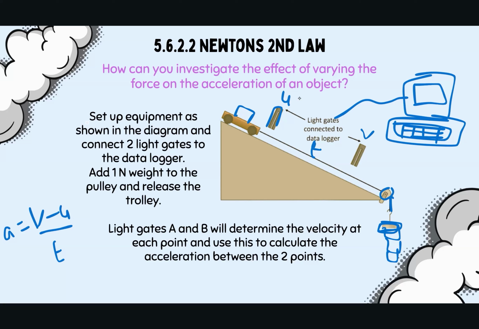So it says here, set up the equipment as shown in the diagram, connect the two light gates to a data logger, add 1 Newton of weight to the pulley. That is the pulley. And release the trolley. Light gates A and B will determine the velocity at each point. So we've got initial and final velocity, and we can use this to calculate the acceleration between the 2 points.